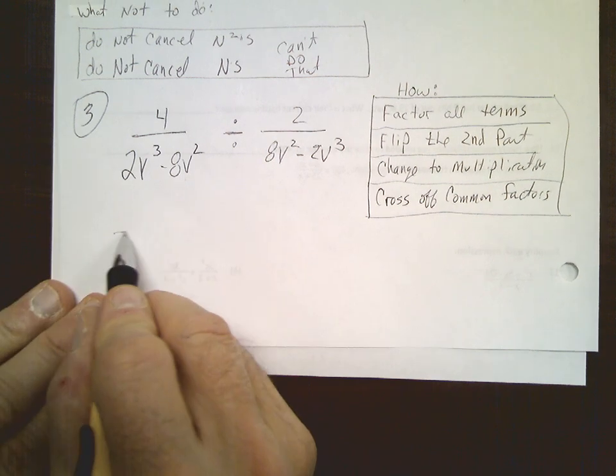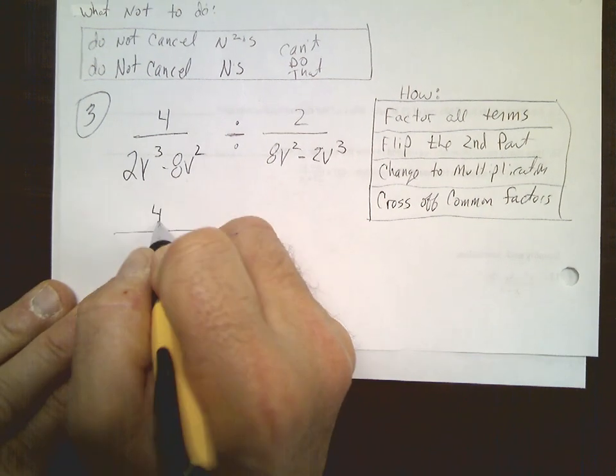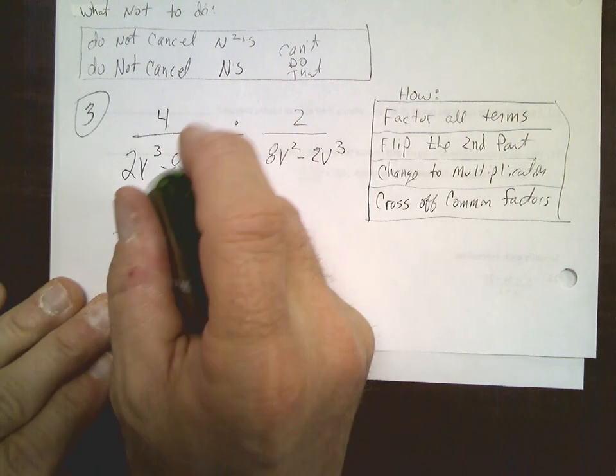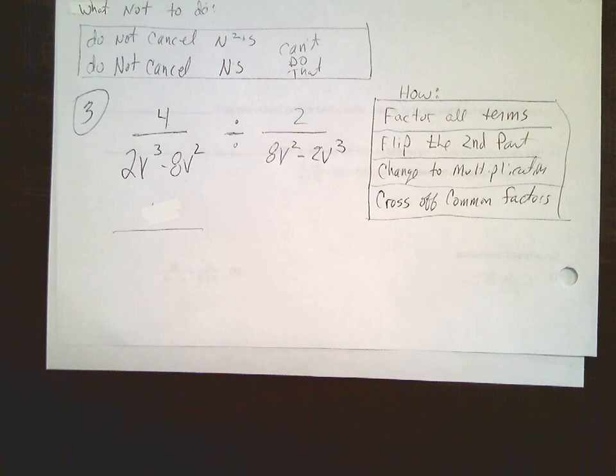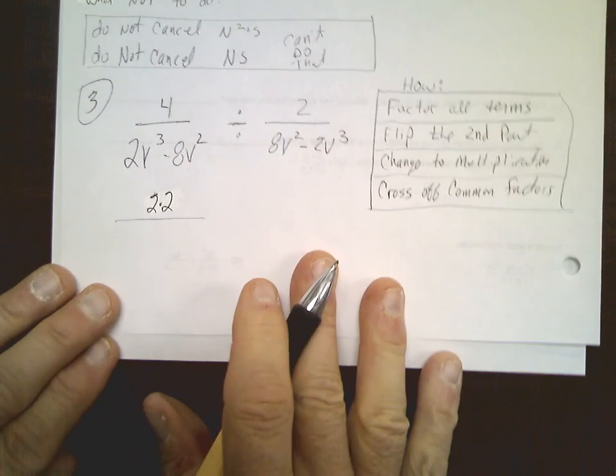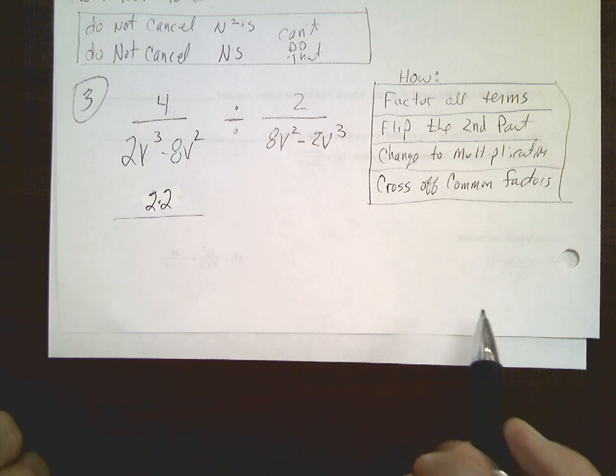All right. Can't do anything with 4. You could make it 2 times 2 if you want. If you want to do that, go ahead. 4 is really 2 times 2. Next on my list is Mr. Cobb.